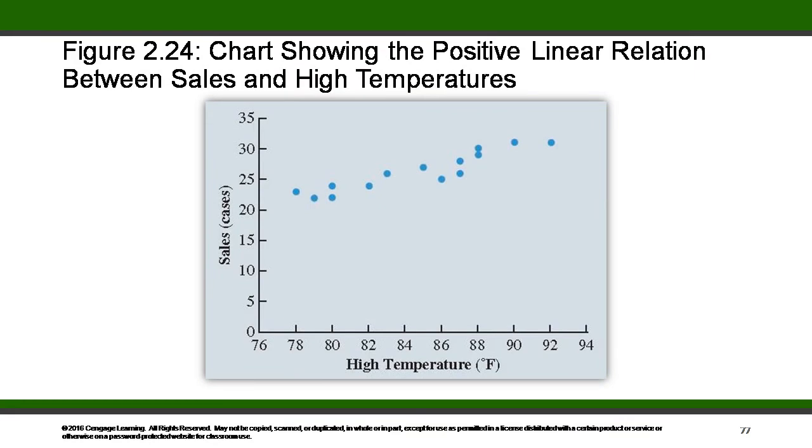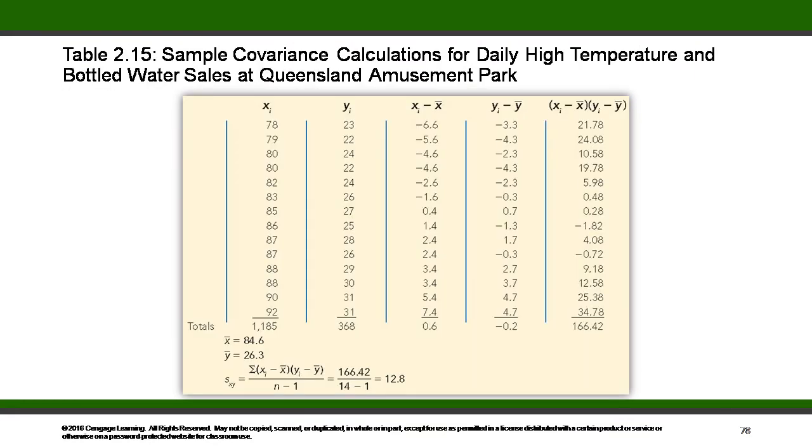Because the covariance is greater than zero, it indicates a positive relationship between the high temperature and sales of bottled water. This verifies the relationship in the scatter chart. That is, as the high temperature for a day increases, sales of bottled water generally increase. If the covariance is near zero, then the x and y variables are not linearly related. If the covariance is less than zero, then the x and y variables are negatively related, which means that as x increases, y generally decreases.